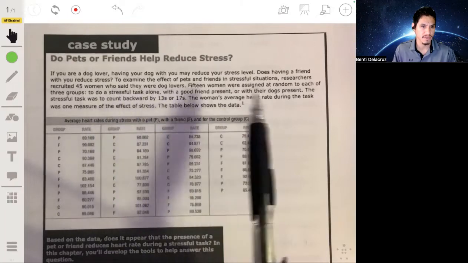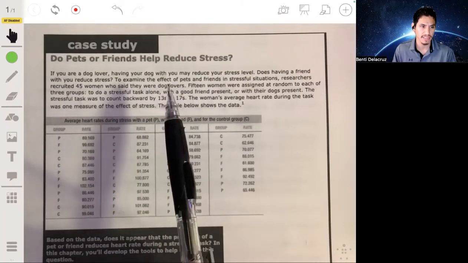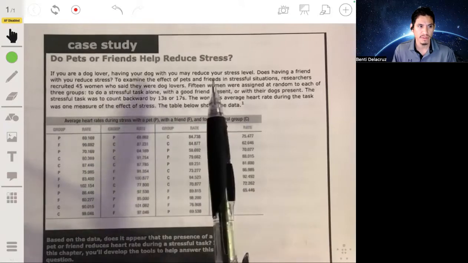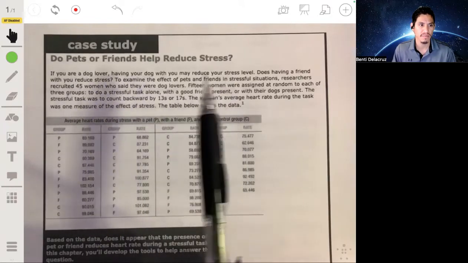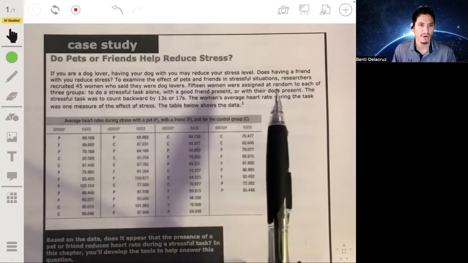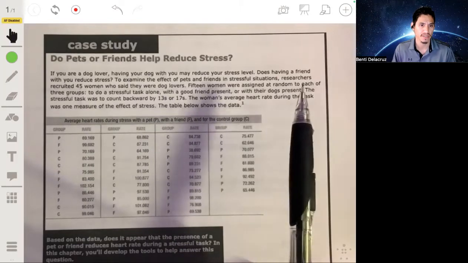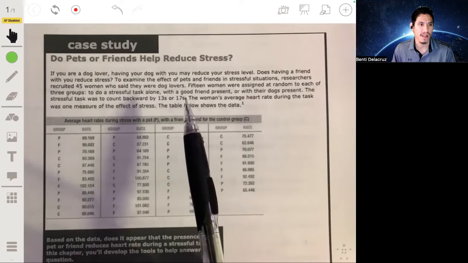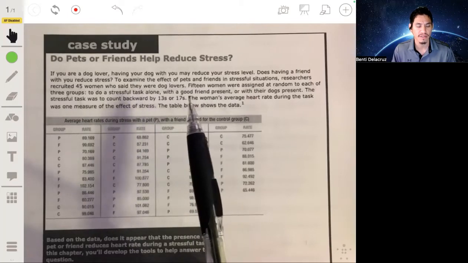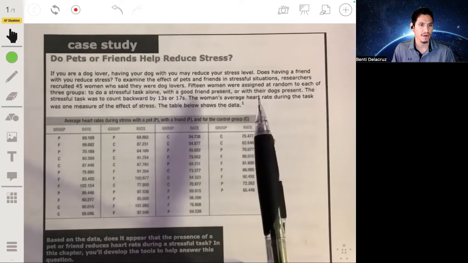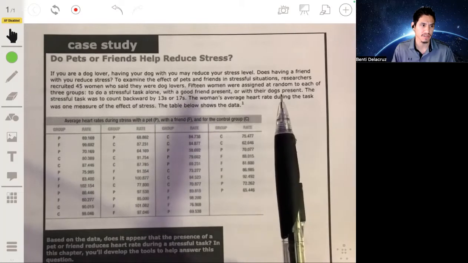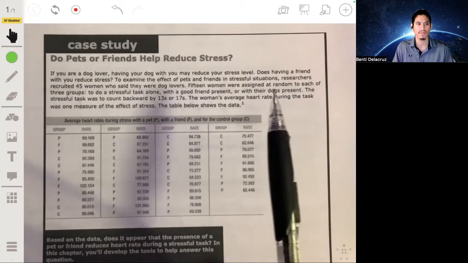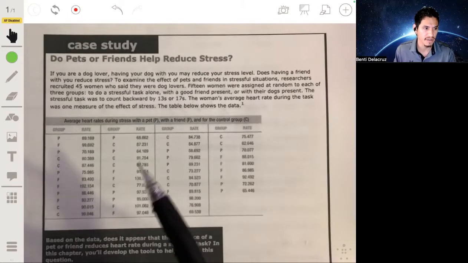But in each of the situations, they had to do a stressful task. So 3 groups all doing a stressful task, either by themselves, with a friend, or with a dog. The task was to count backwards by 13s or 17s, and their average heart rate during the task was measured. That was what they used to determine how stressed out they were. And here's the data.